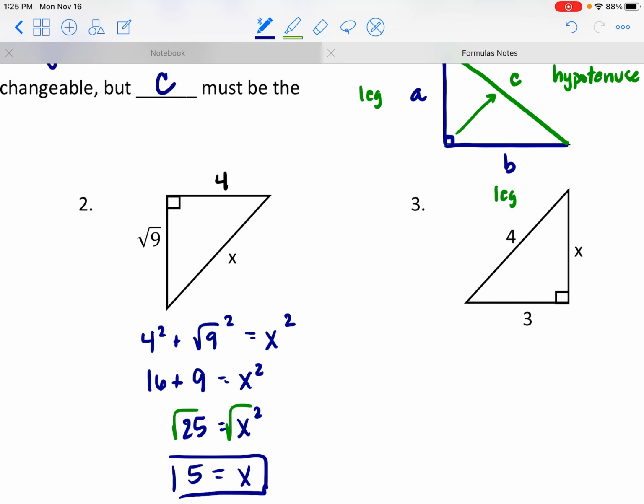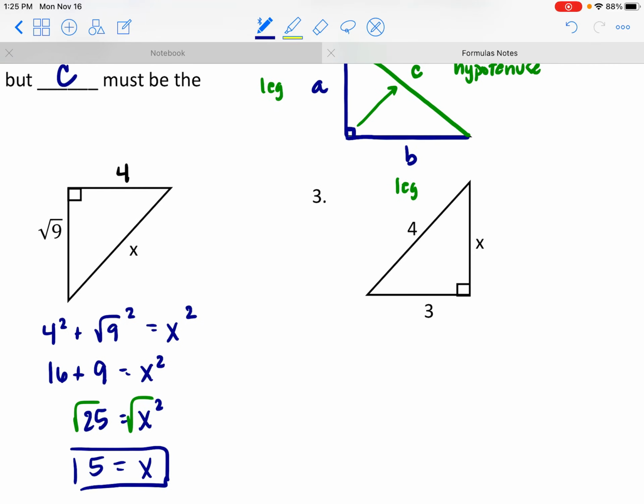All right, and then here, instead of a, b, and c, we've got 3 and x and 4. Again, the important thing to note is 4. I wanted my highlighter. 4 is my hypotenuse. That is c. That is the one that is across from that 90-degree angle. So 3 and x are a and b, and 4 has to be c. So we're looking at 3 squared and x squared, or x squared and 3 squared, equal to 4 squared.